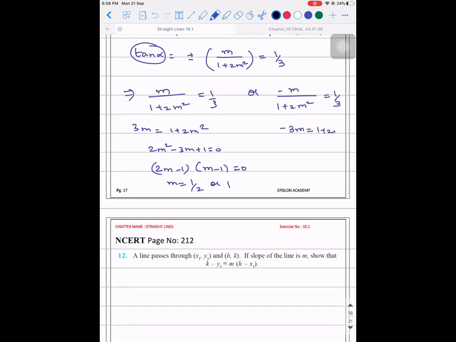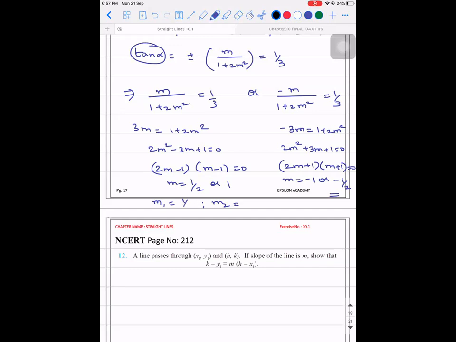Minus 3m will be equal to 1 plus 2m square. So 2m square plus 3m plus 1 is equal to 0. So what will you get here? (2m plus 1) into (m plus 1) is equal to 0. So m is equal to minus half or minus 1. So how many slopes are possible? 4 slopes. So m1 can be how much? m1 can be minus 1. Then m2 will be how much? Sorry, if m1 is minus half, m2 will be.